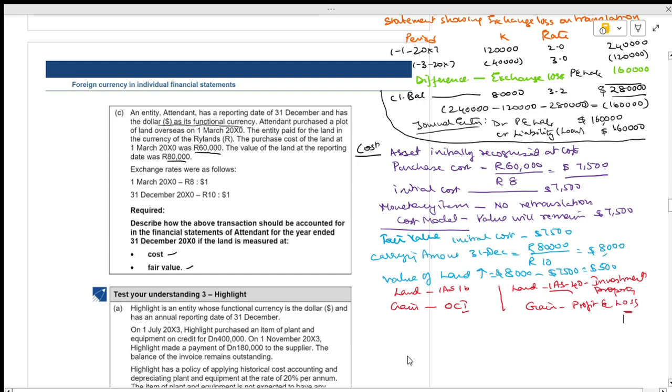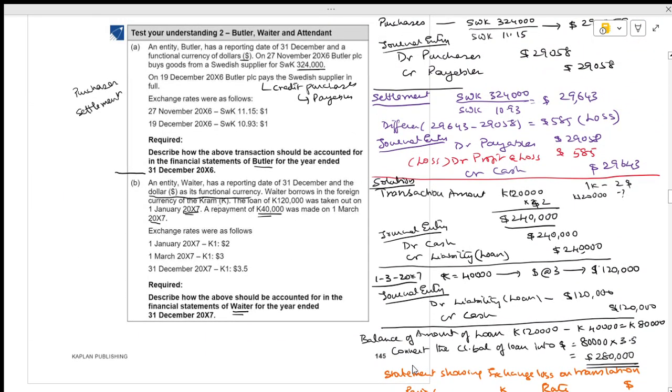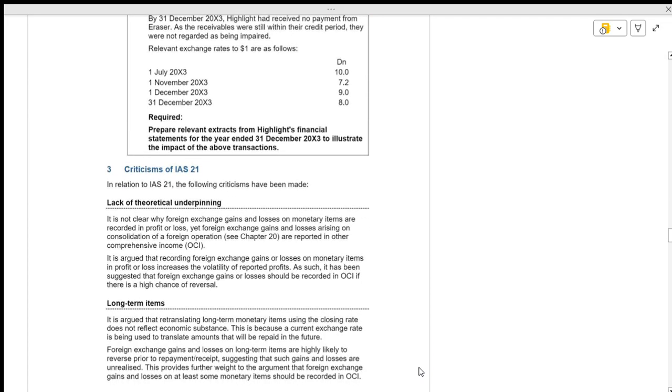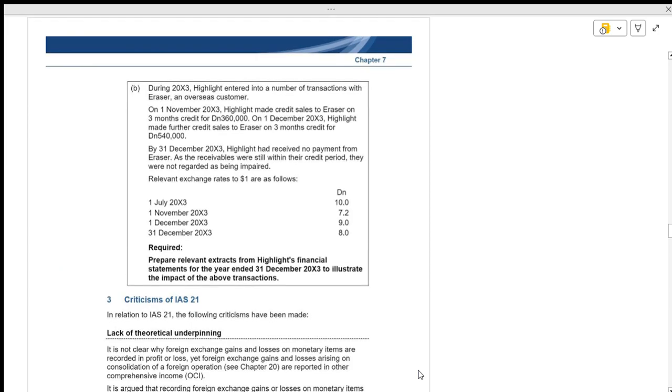This is the way you have to make sure how it is going to happen. When it is done with the cost model and when we have done with the fair value model, this is how things will change. This is what we have done. I will stop here, and once we come back in the next session, we will see test your understanding, and we will complete this in a very brief way.